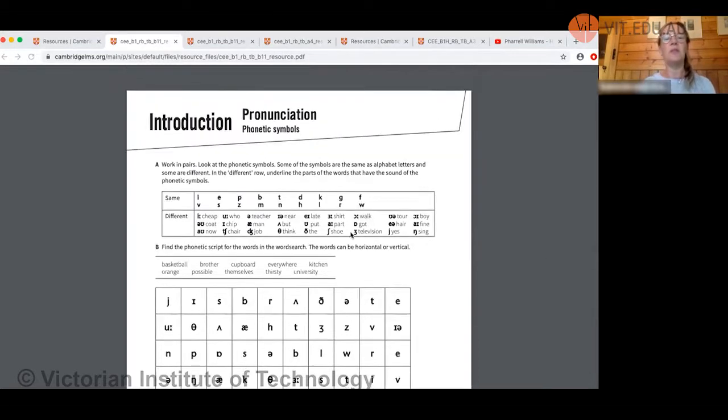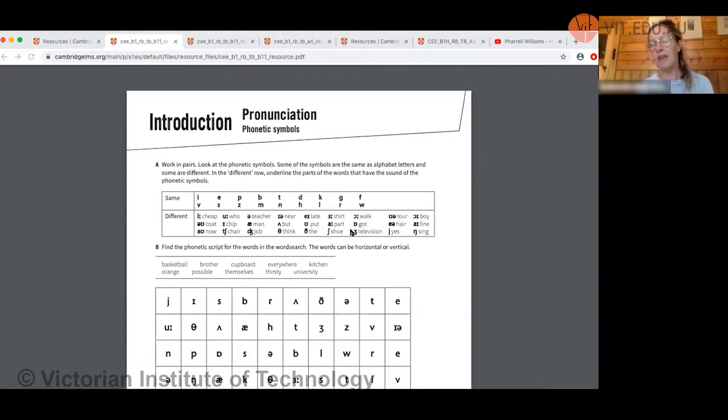All right, so this is the phonetic symbols. Have you studied this before? No. Have you studied this before? Okay, so these are the phonetic symbols. So when you look in a dictionary or anywhere, it has these symbols.